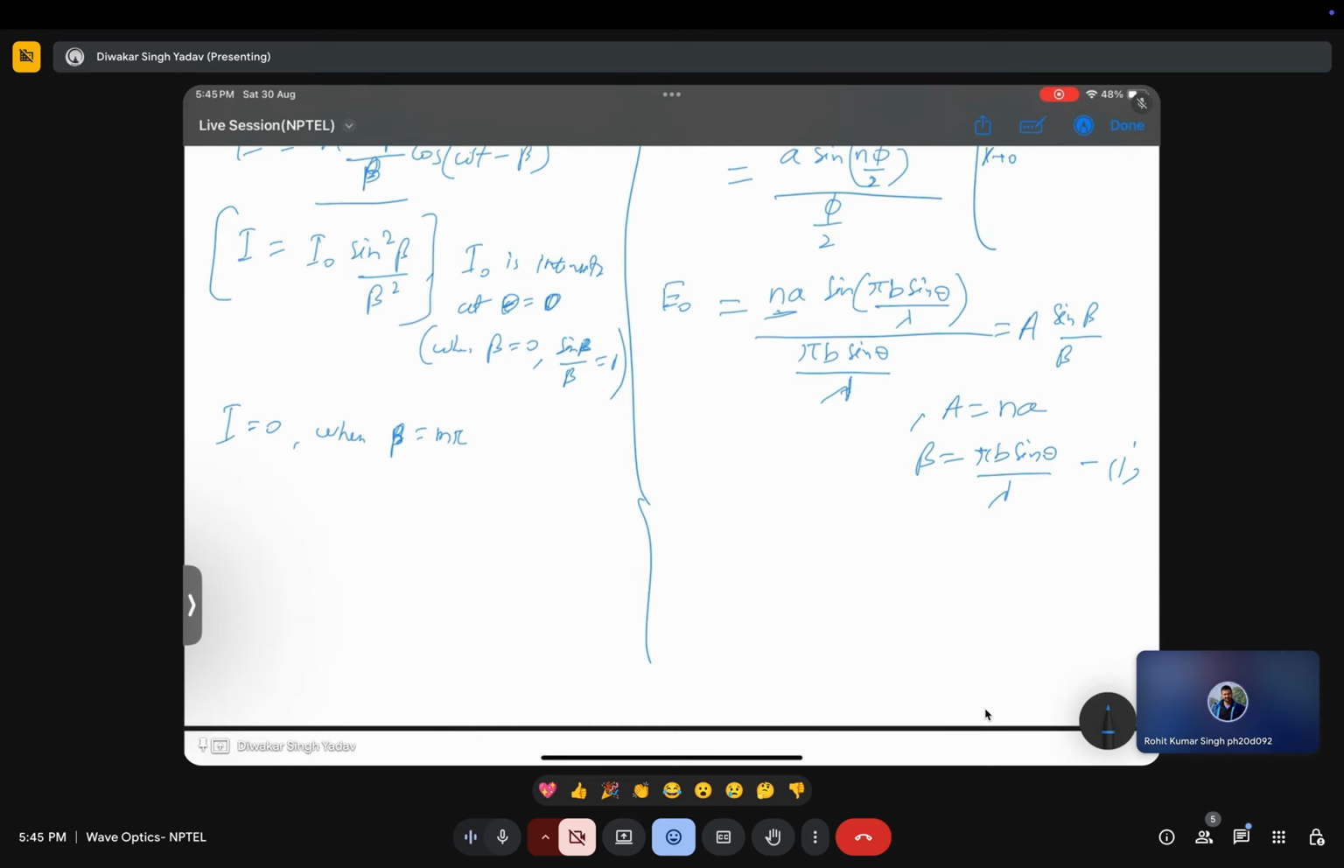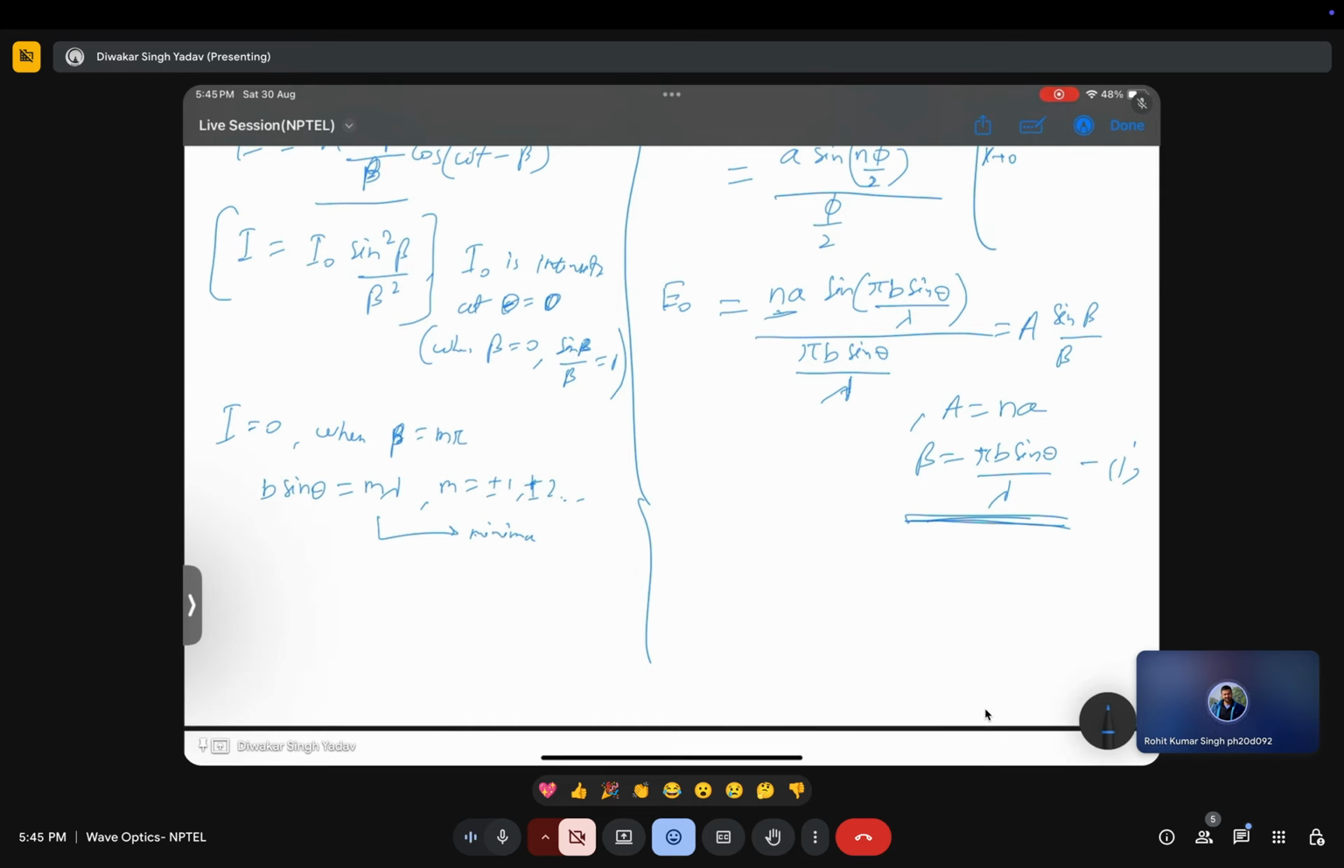And what is beta? Beta is given by here. If you substitute that here, you get b sine theta equal to m lambda, where m is equal to plus minus 1, 2 and so on. So this is the condition for basically minima.